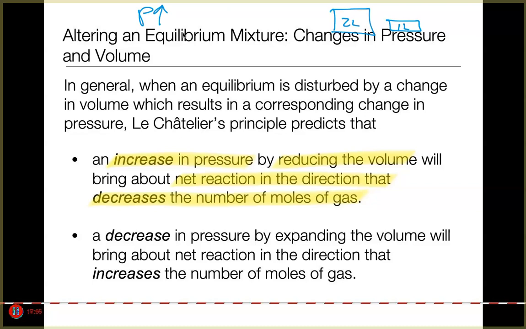But let's just finish reading off the definitions. If we bring about a decrease in pressure, so it's like doing the opposite, starting at 1 liter and then going to 2 by expanding the volume, what that's going to do is stress the system, and the net reaction is going to move in the direction that increases the number of moles of gas.